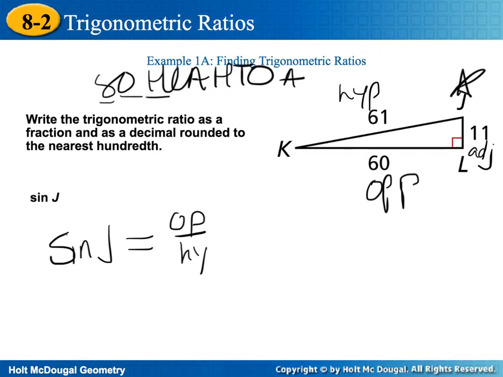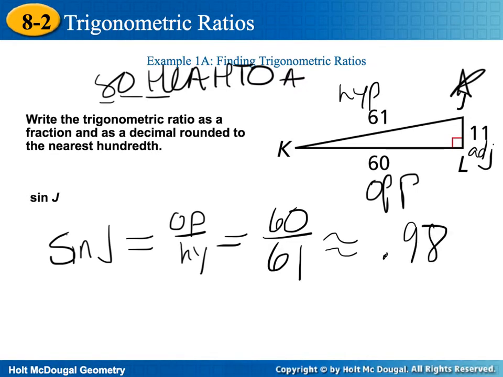Whenever I start these problems, I'm always going to base it off of what letter they tell me to. Since I'm told to choose J, I go to J, and I write down my opposite, adjacent, hypotenuse. Now it's just as simple as putting in what the opposite is. The opposite was 60, and the hypotenuse was 61, which is about 0.98. So for these problems, that's all you have to do.